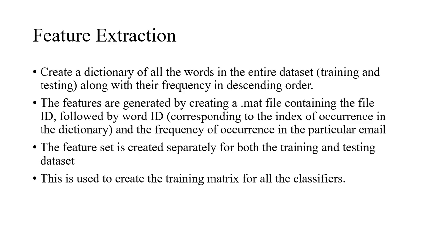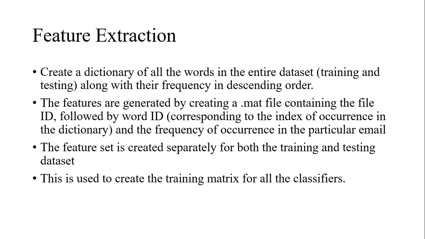Let us look at how I have done the feature extraction. The first and foremost step is the creation of the dictionary. The dictionary is nothing but the words contained in the entire dataset, that is including the training and testing, and also we need to keep track of the number of times these words occur. And based on the number of times these occur, that is the count, the words are then arranged in descending order, which ultimately gives us the dictionary. Then the features are generated and stored in a .mat file.